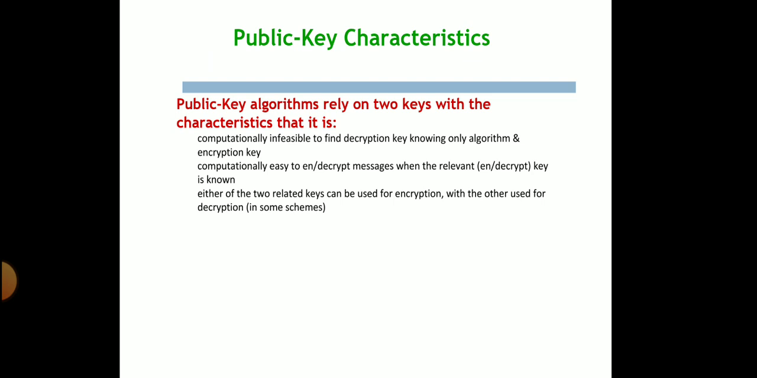So the public key characteristics: the public key algorithms rely on two keys with the characteristics that it is computationally infeasible to find out the decryption key knowing only the algorithm and the encryption key, and it is computationally easy to encrypt or decrypt the message when the relevant key is known, and either of the two related keys can be used for encryption with the other used for decryption.